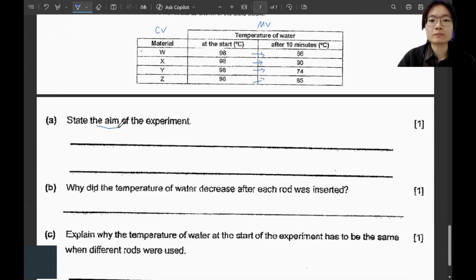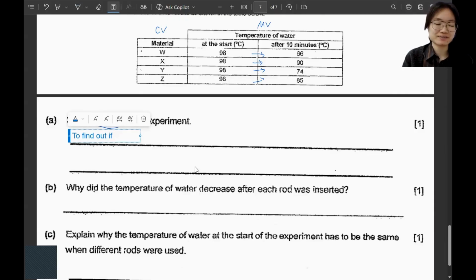State the aim of the experiment. So remember, when you see aim questions, there's a structure to it. A structured answer. We always start with 'To find out if', with capital letters. This is always how we phrase the aim questions. Remember the structure is to find out if the CV, the change variable, affects the MV, the measured variable.